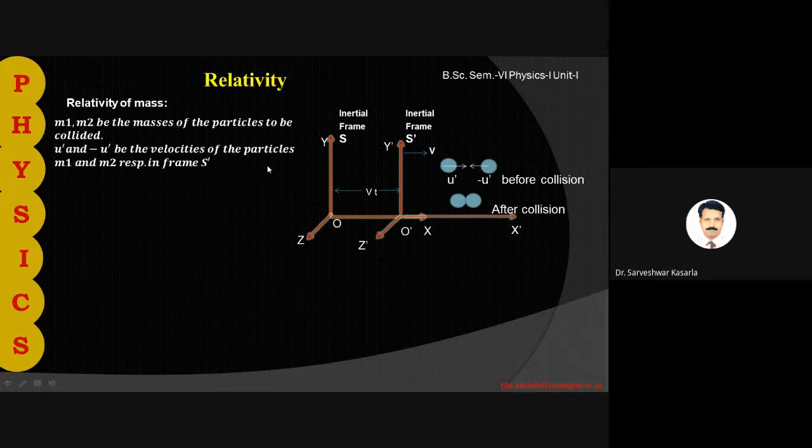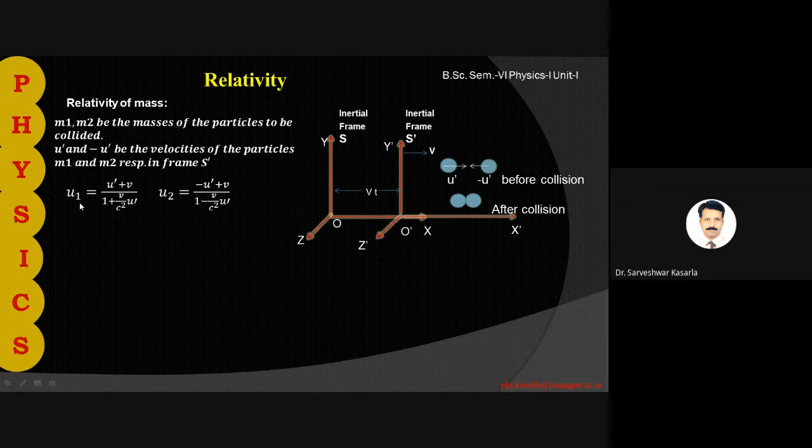Now, as I said, m1, m2 are the masses of the particles to be collided, u dash and minus u dash are the velocities of the particles m1 and m2 respectively in the frame S dash. Now let us find the velocities with reference to frame S, which is the stationary frame. So we use the relativistic formula for velocity as we have derived in the last lecture.